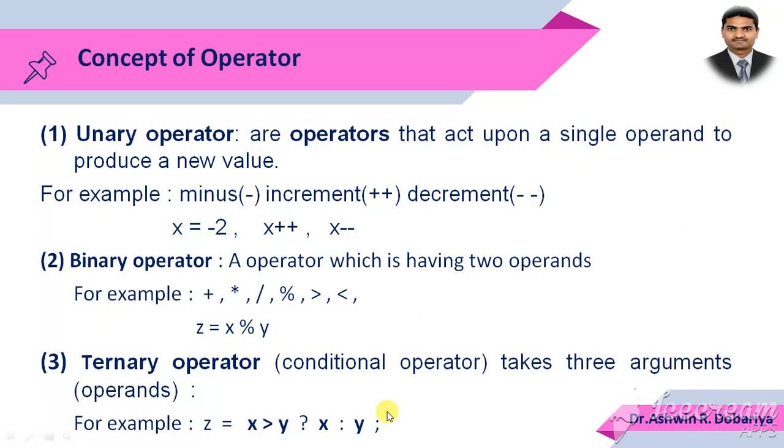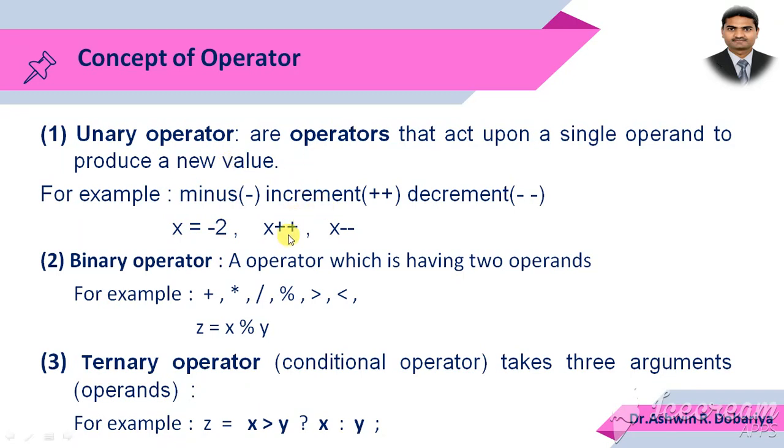Let's see the categories of operators. There are 3 major categories: unary operators, binary operators and ternary operators. Now what do we mean by unary operators? Unary operators are operators that act upon a single operand to produce a new value, or in other words, an operator which requires only a single operand to perform its task.